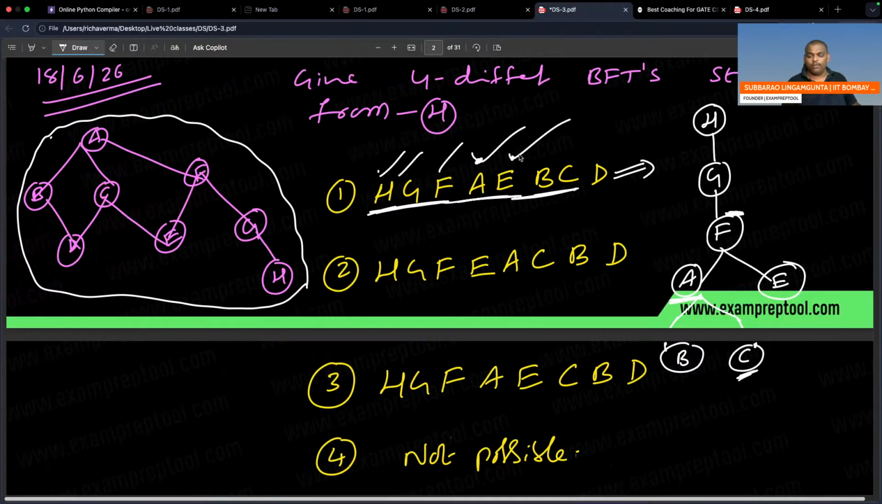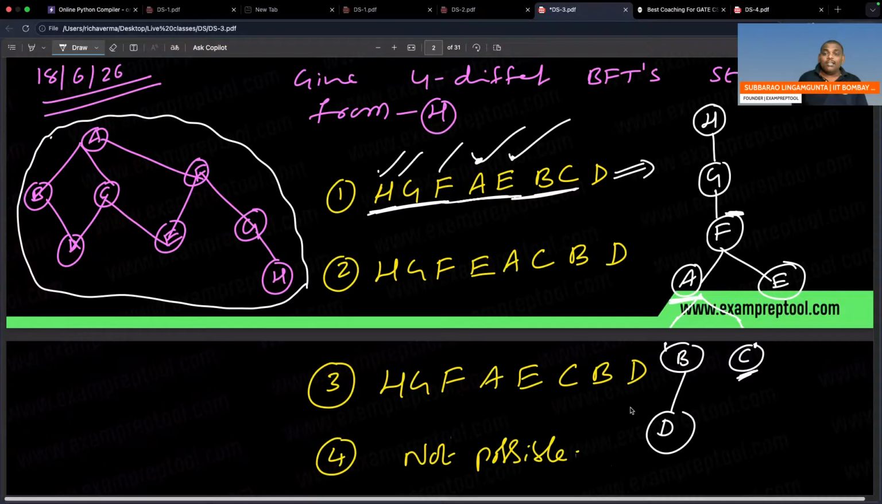Let's go to B. What is B's adjacent? B's adjacent is D, which is not covered. That's it. B's adjacent is D, which is not covered. Am I right or not? Yes or no?